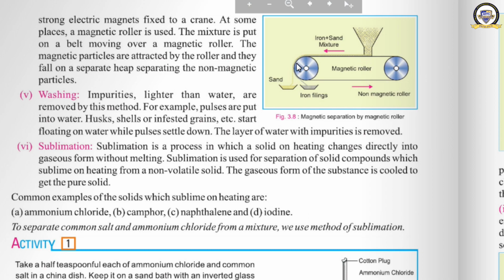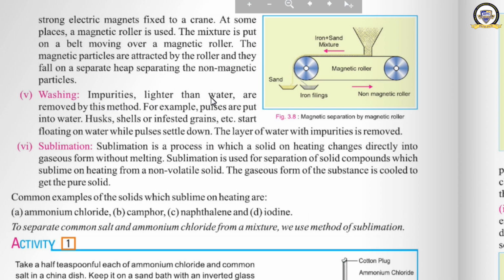This mixture moves on here, and the sand is not attracted to magnets, so it moves just straight downwards. But the iron filings get attracted to the magnets, so iron filings are collected at another side. So we can separate sand and iron filings from the iron and sand mixture. Alright. Now next one is washing.